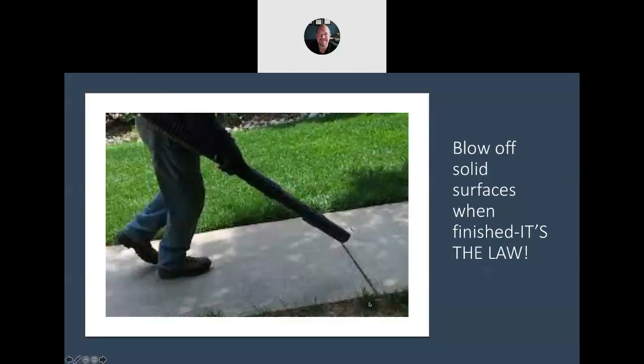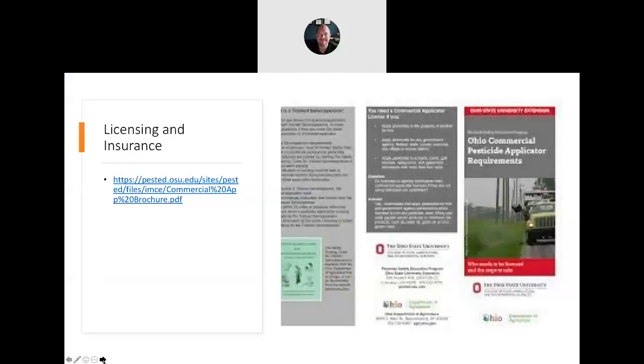So another tip, or if you want to call it, it's the law, is that you need to blow off any and all solid surfaces when finished. This is the law. So your streets, sidewalks, driveways, patios, any sort of solid surface, it is the law to blow these areas off when you've completed your granular application.